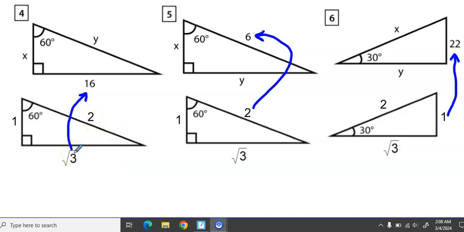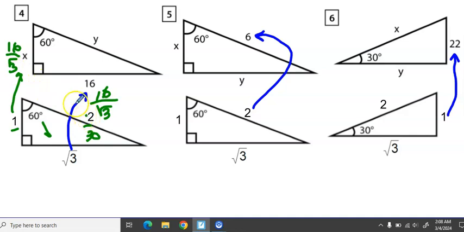So on the 30-60-90 triangle, keep in mind that the side opposite the 30-degree angle is always 1, the hypotenuse is always 2, and the side opposite the 60-degree angle is always root 3. So if I'm going from here to here, I'm basically going to divide the 2 numbers. So 16 divided by root 3 is our scale factor. So from here to here, we're multiplying by 1 times 16 divided by root 3, so that ends up being 16 divided by root 3. So anything times 1 is itself.